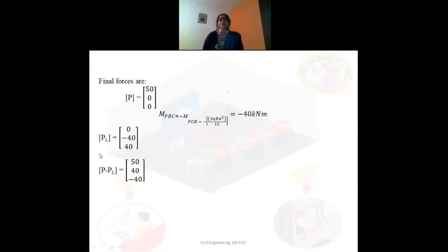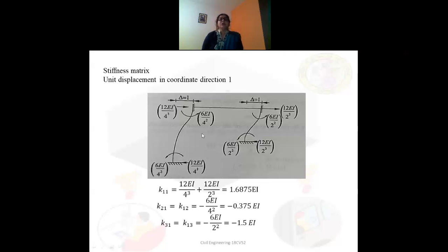So next what we need to do is calculate the stiffness matrix for coordinate 1, coordinate 2 and coordinate 3. How do we calculate that? Okay. So stiffness matrix, unit displacement in coordinate direction 1. Where is the coordinate direction 1? At coordinate 1, when I apply a displacement of 1, what happens?